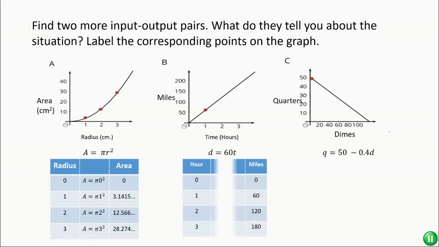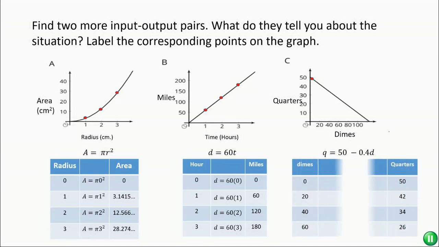Let's check the next one. So if I create my table, once again, put my rule, my distance equals 60 times the time. So right now, when I'm going 0 hours, I have traveled 0 miles, so I'll start there. After going 1 hour, I'll travel 60 miles. I got that. And then after going 2 hours, I travel what? 120. And then after 3 hours, I'll travel approximately 180 miles. So you can see it's going up. Very good.